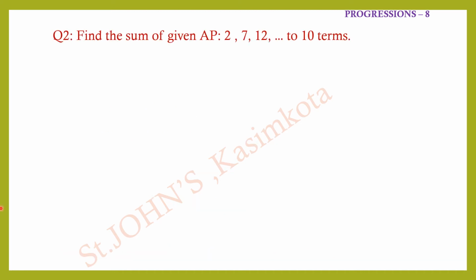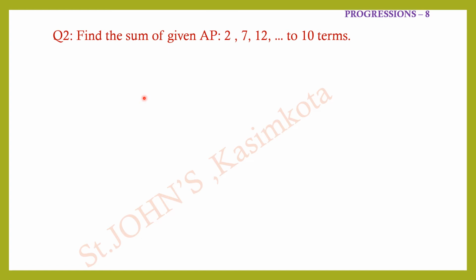What is the second problem? Find the sum of the given AP 2, 7, 12, and so on to 10 terms. Now you have to find the sum of 2 plus 7 plus 12 and so on to 10 terms. Analysis: what is given, what is unknown, what is the reasoning? Here the reasoning is only one formula: Sn is equal to n by 2 into 2a plus n minus 1 into d.